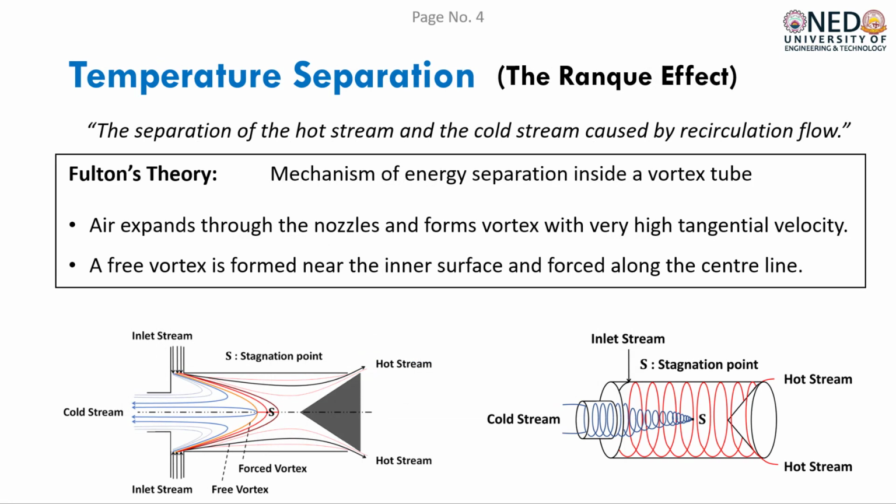The energy separation is caused by recirculation flow inside the tube, where the stagnation point identifies the separation region. Stagnation point is the point where local velocity is zero due to the interaction of free and forced vortices. When inlet stream exhausts through nozzles and vortex is generated, the flow moves to hot exit with a decaying velocity, which is represented by a free vortex, while the reversal of swirling flow from the control valve increases the velocity, which is termed as forced vortex, forced by the control hot exit valve.